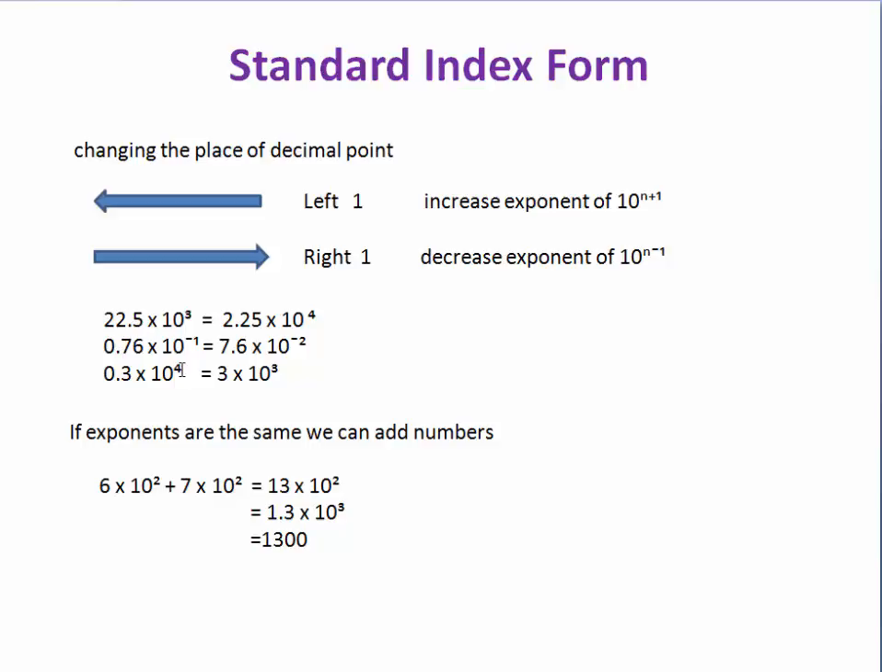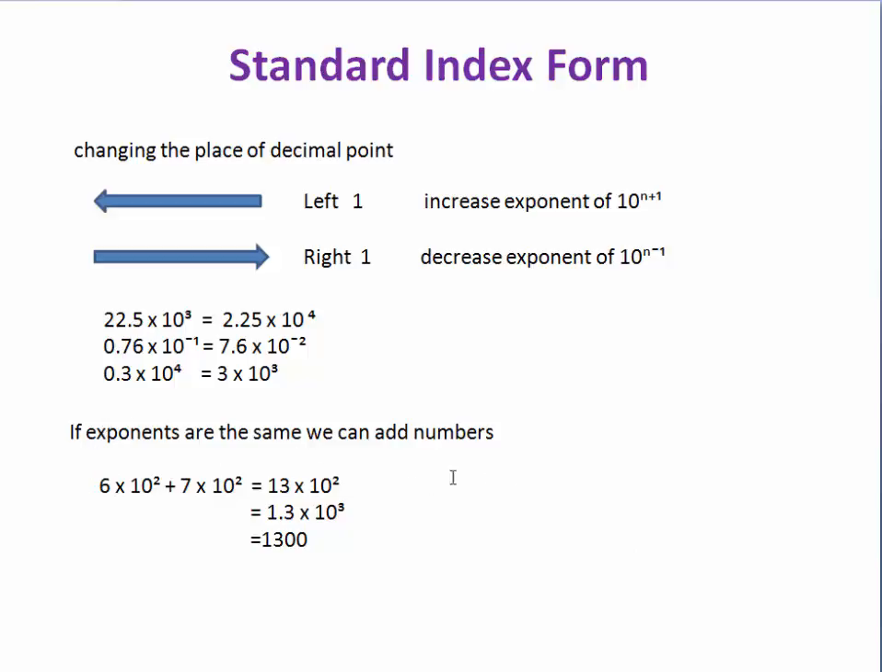0.3 times 10 to the 4, so we need the decimal point over here. Moving right one place, this 10 to the 4 we have to decrease by 1, so that becomes 3 times 10 to the power 3.